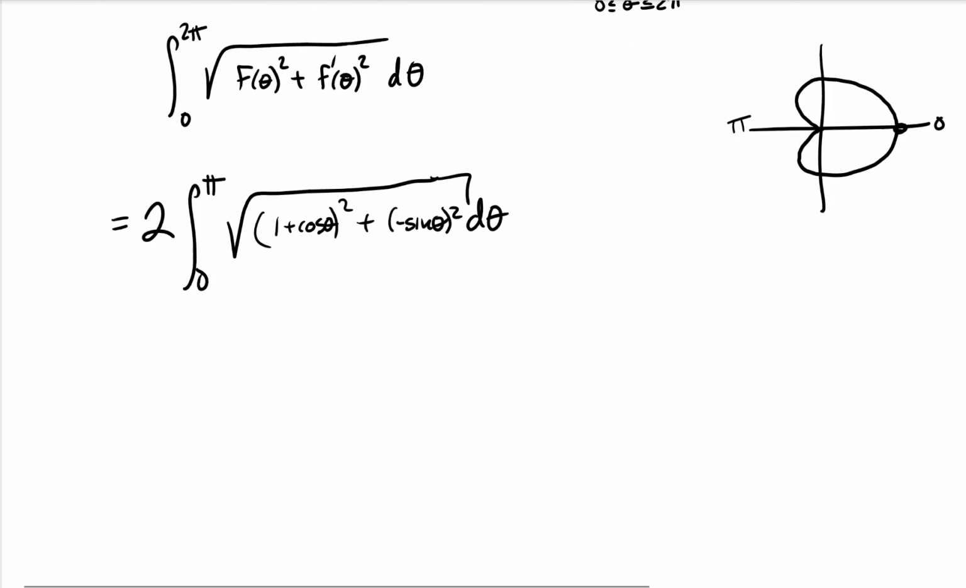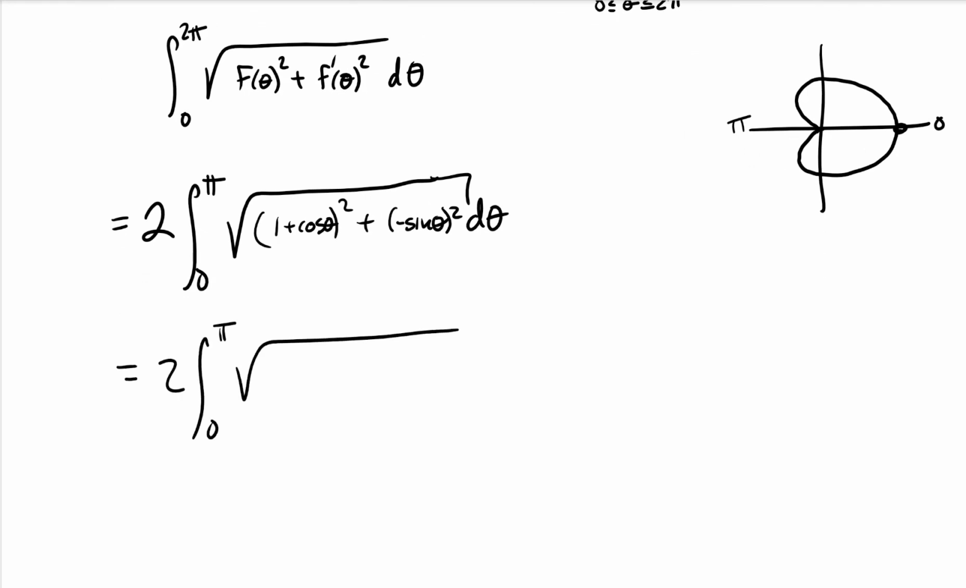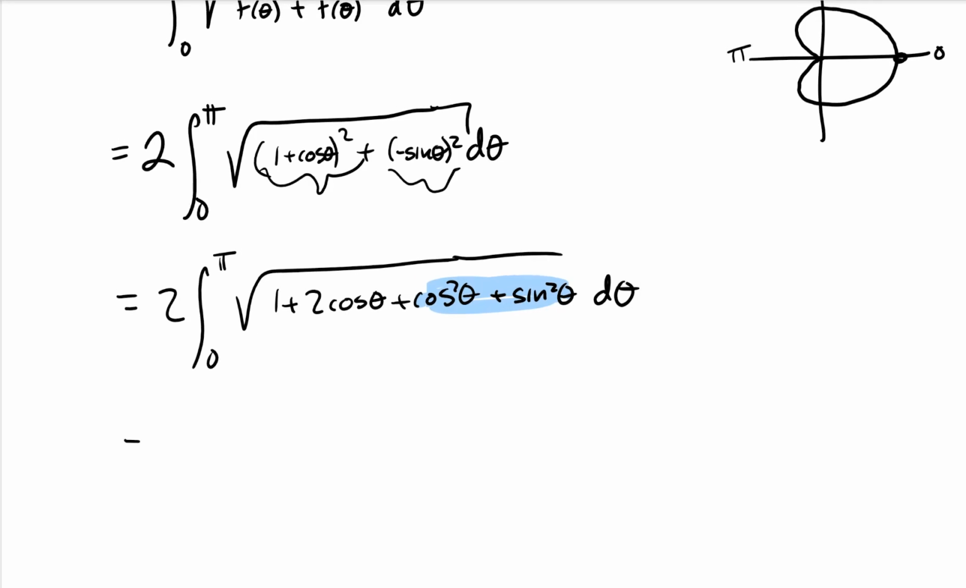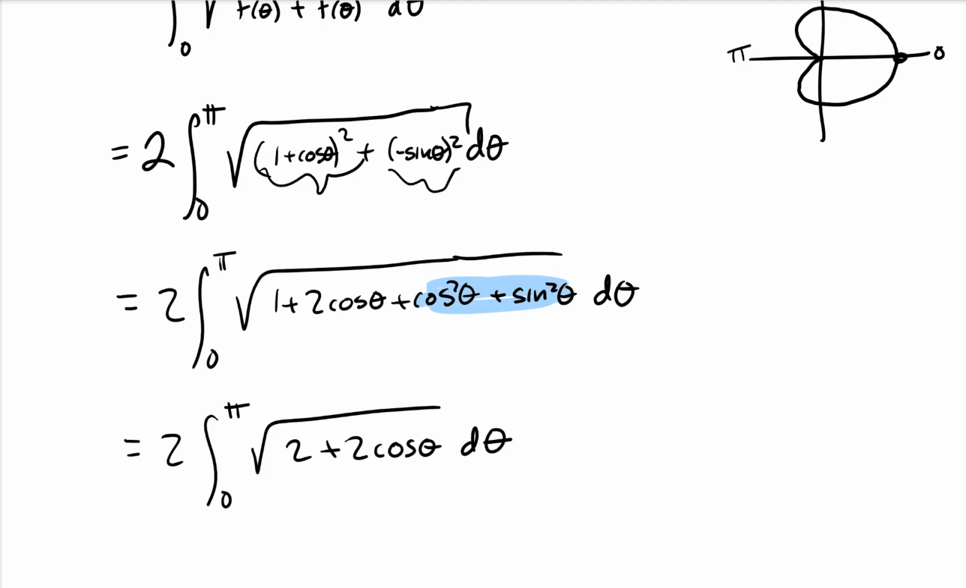Once we work this whole thing out, what do we get? From 0 to pi, this is 1 plus 2 cosines of theta plus cosine squared of theta plus sine squared of theta d theta. All I did was expand out the first part and the second part. And wait a second, do I see a cosine squared plus a sine squared? That's just 1. Meaning we have 2 times the integral from 0 to pi of the square root of 2 plus 2 cosines of theta d theta.